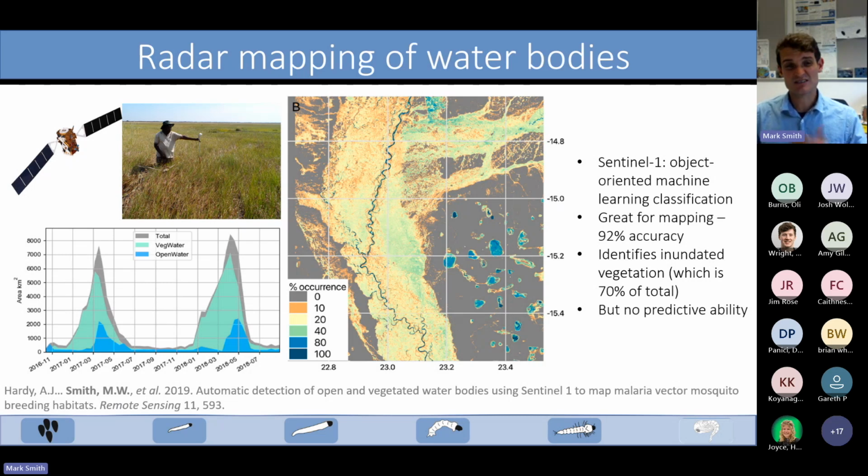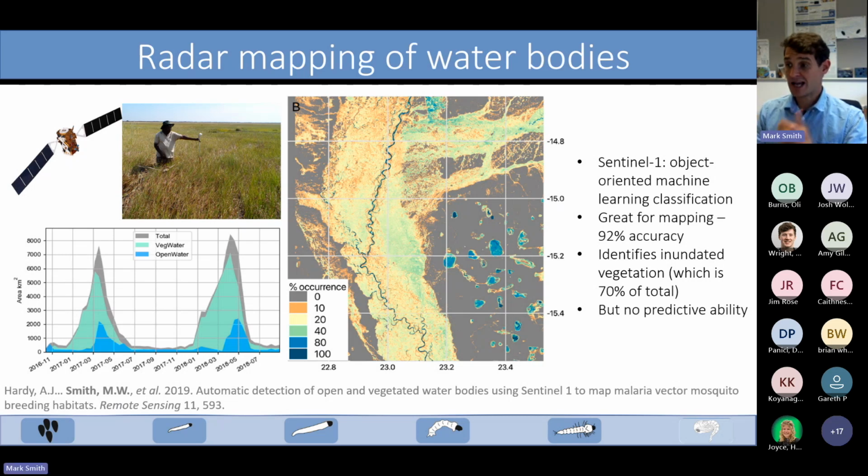And the Sentinel-1 works up to about 20 centimeters of vegetation, and then you need to use L-band beyond that, which is something that we've moved towards recently. So you get an idea of being able to map the persistence of water bodies through the landscape, and look at how much of that is inundated vegetation. So the green area in the graph in the bottom left is not just water bodies, but vegetated water bodies. So it's a huge part of what's going on in this floodplain.